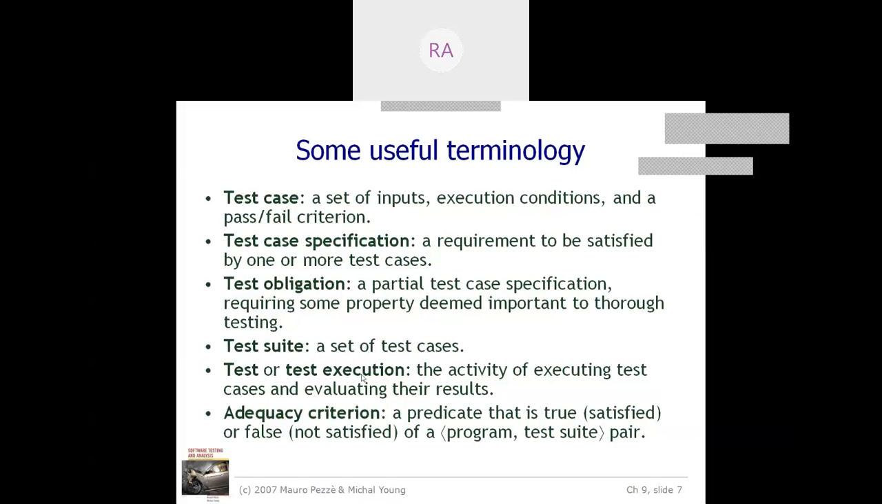A test suite is nothing but a set of test cases. You are going to have a condition which is applied on this particular pair in order to get to know whether it has been satisfied or not. That condition, I call it the adequacy criterion, singular. A predicate is nothing but the condition that you apply on a pair called program and test suite to know whether that particular condition holds good or not, whether it has been satisfied or not. I call that adequacy criteria.